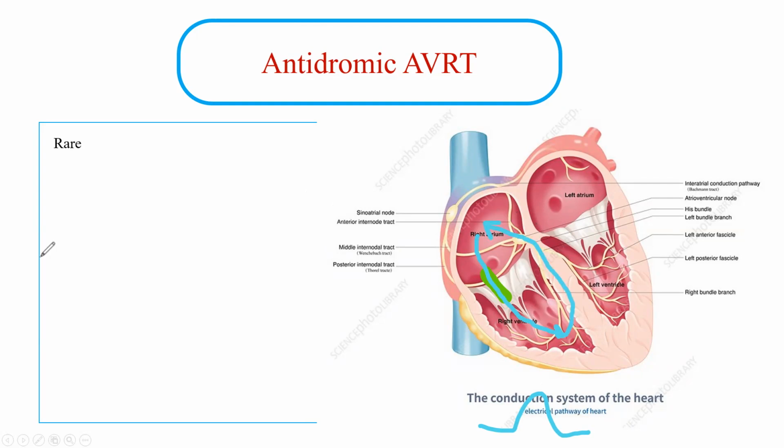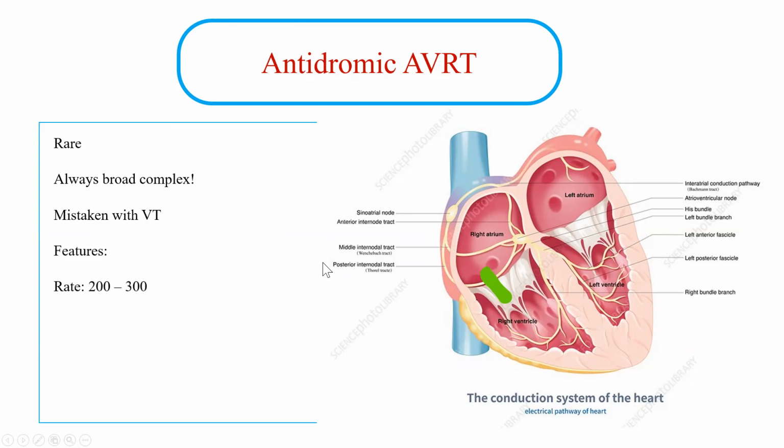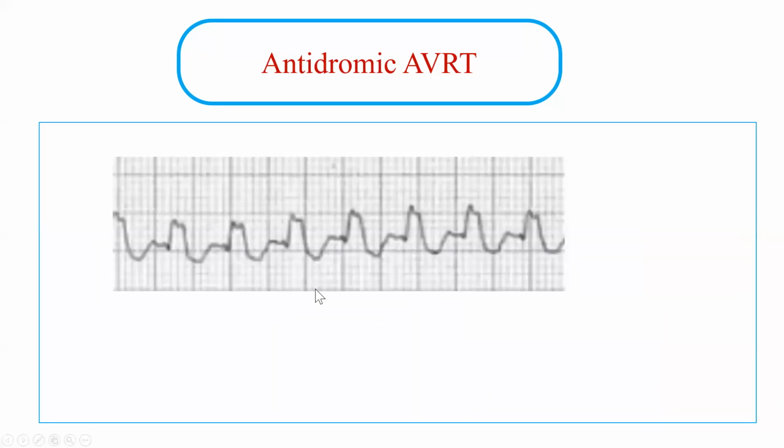Now, it's very easy to detect on EKG, and it will always give a broad complex, because the conduction to the ventricles happens through the accessory pathway, and it's almost always mistaken for VTAC. And when you are in doubt, just assume VTAC and treat accordingly. What are the features? The same. It's 200 to 300 beats per minute. It's regular, and it's wide complex, just like this one.